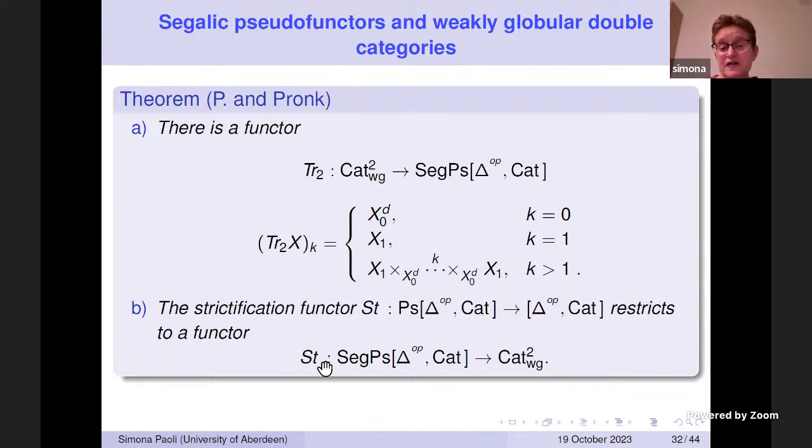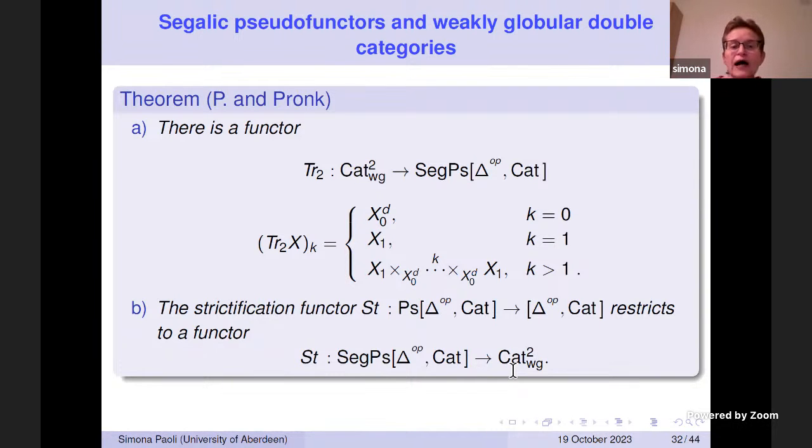The second remarkable thing is really not an obvious fact, but it's crucial in this theory. You know, there is a classical strictification of a pseudofunctor into a strict functor that you can do in many different ways. But in particular, if you apply the strictification to a Segalic pseudofunctor, you find an actual functor from delta up to cat, which is a weakly globular double category. So a weakly globular double category arises as the strictification of a particular type of pseudofunctor.